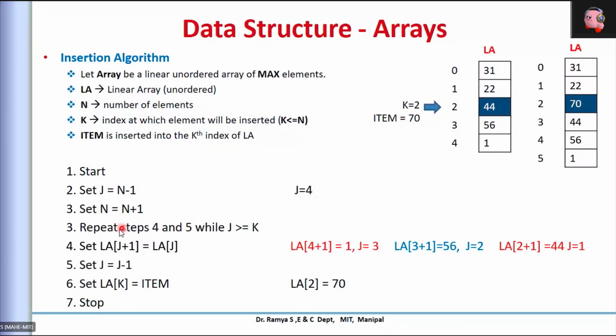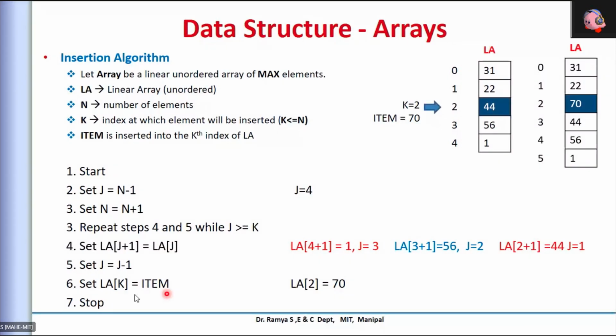Now you're going to repeat steps 4 and 5 while j is greater than or equal to k. Let us discuss what you've done in 4 and 5. In this case, j is already here. At j plus 1, the fifth position, you transfer the element which j was pointing at, the fourth one. Then j is decremented by 1.